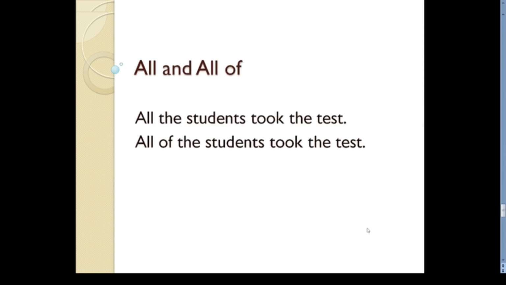Before a noun with another determiner we can use all or all of. All the students took the test, or we can say all of the students took the test. Here the noun students has an article with it. However, before it we can use all of. Either could be used here and there is no difference in meaning. Likewise, both can also be used in this manner. We can say both the students or both of the students. Both my parents or both of my parents. There is no difference in meaning.